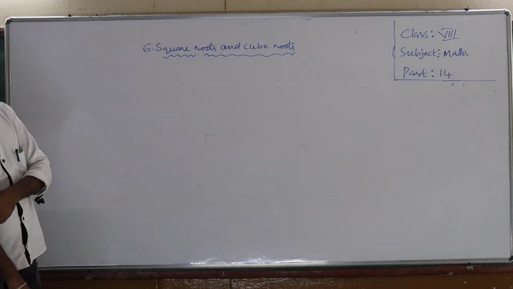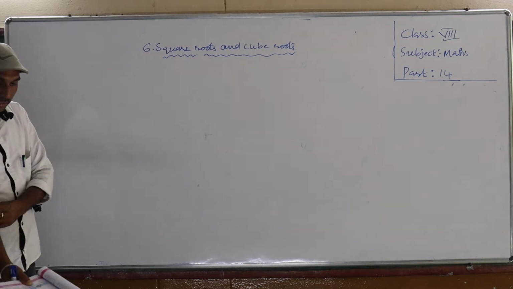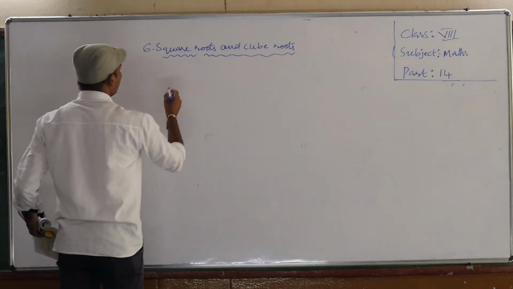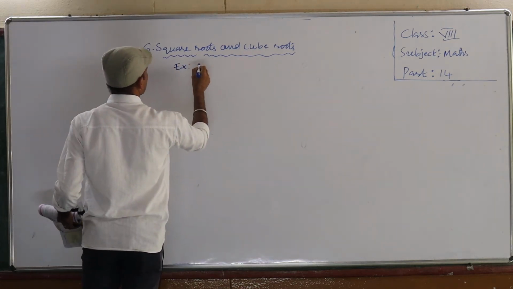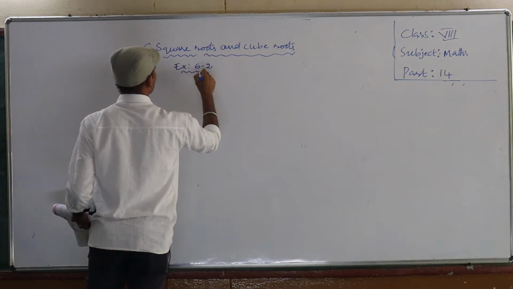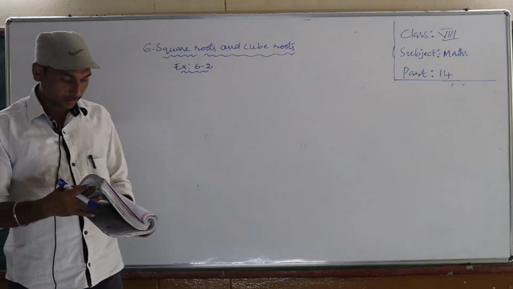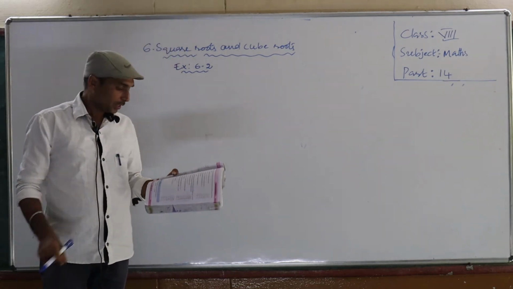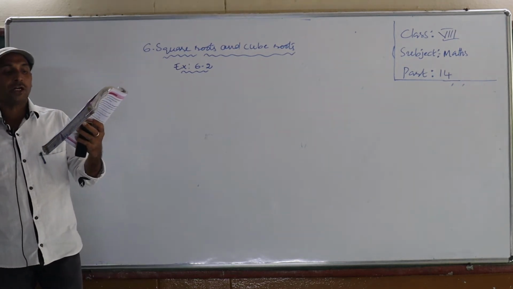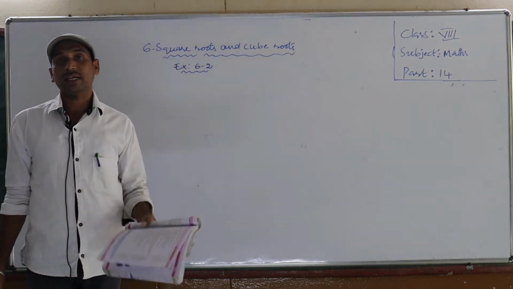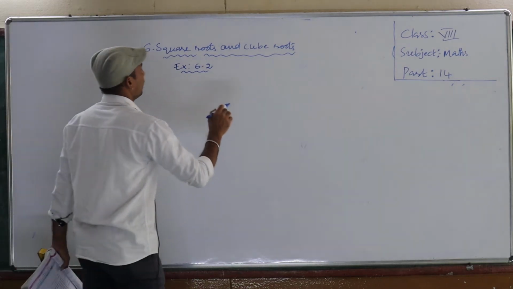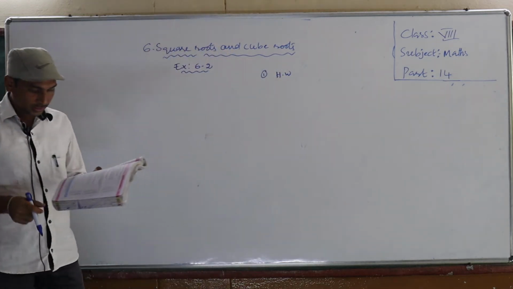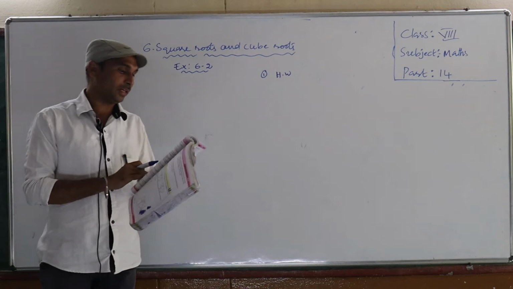Okay, children. So next, let us see exercise problems. In this exercise 6.2, some of the problems I am going to give as homework. First one: find the square root of the following numbers by prime factorization method. This you do as homework. The prime factorization method you know very well.